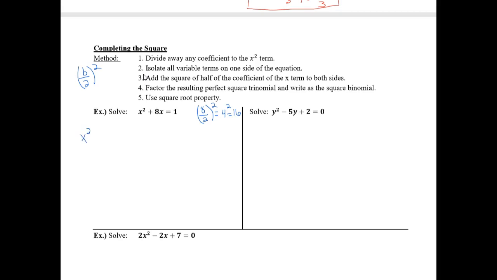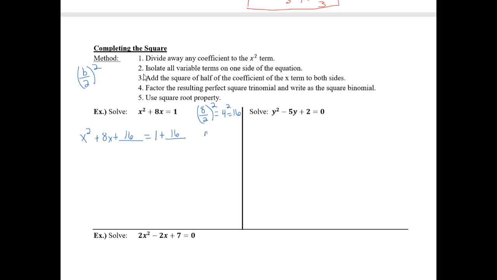We're going to have our x squared plus 8x plus we're adding in 16. But whatever we do to one side of the equation, we have to do the exact same thing to the other side of the equation. Alright? We have to keep it equal. And now the left-hand side should be, when I factor it, a perfect binomial squared.